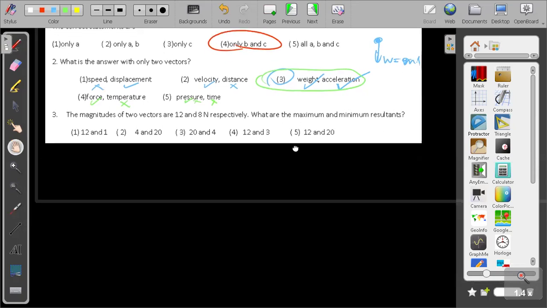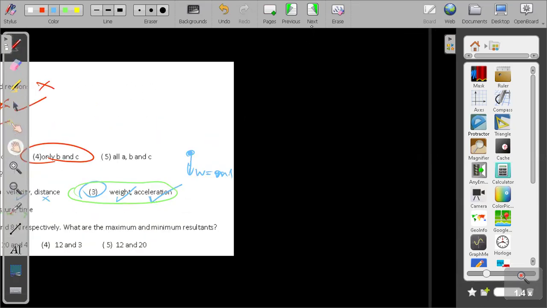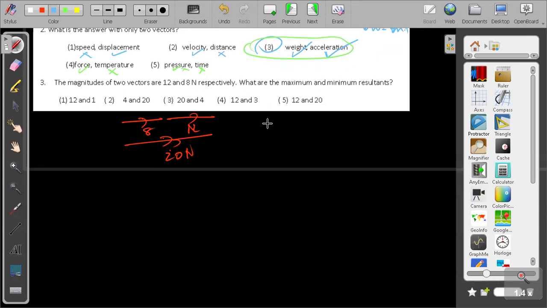Right, the magnitudes of two vectors are 12 and 8 newtons respectively. What are the maximum and minimum forces? This will lay the foundation for the next few questions on the next page. Here again, the magnitudes of two vectors are 12 and 8. So addition, 12 plus 8, the resultant is just 20. That is the maximum. The smallest is when 12 and 8 are in opposite directions, so the resultant is like here. R is just 4. The maximum and minimum are 20 and 4.